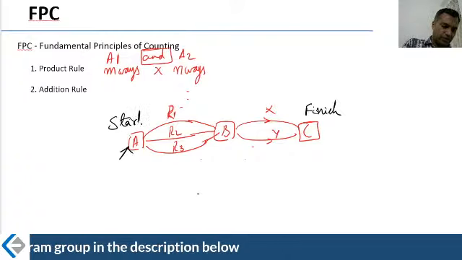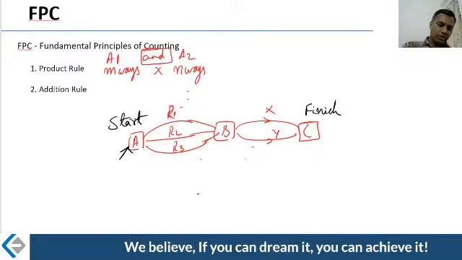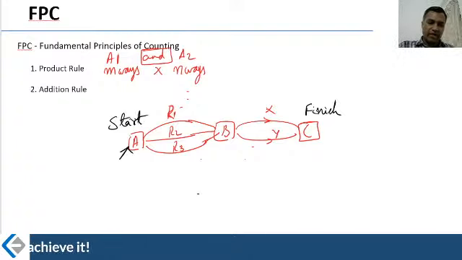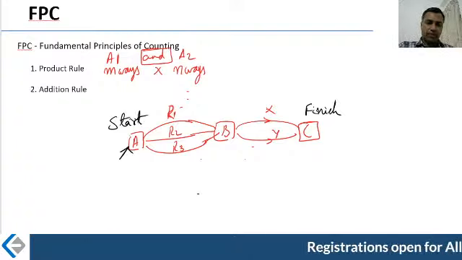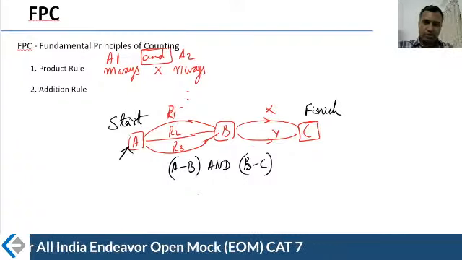Now on the network, these are the only roads. So how many ways can a person start from A and reach C? The number of routes, connections of roads, is nothing but routes. At first you go from A to B, and then you proceed from B to C.